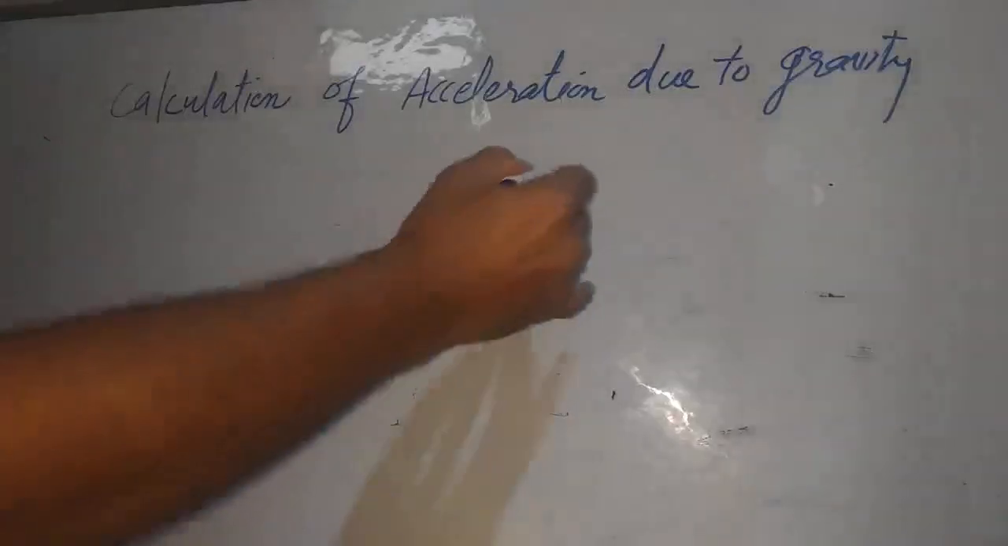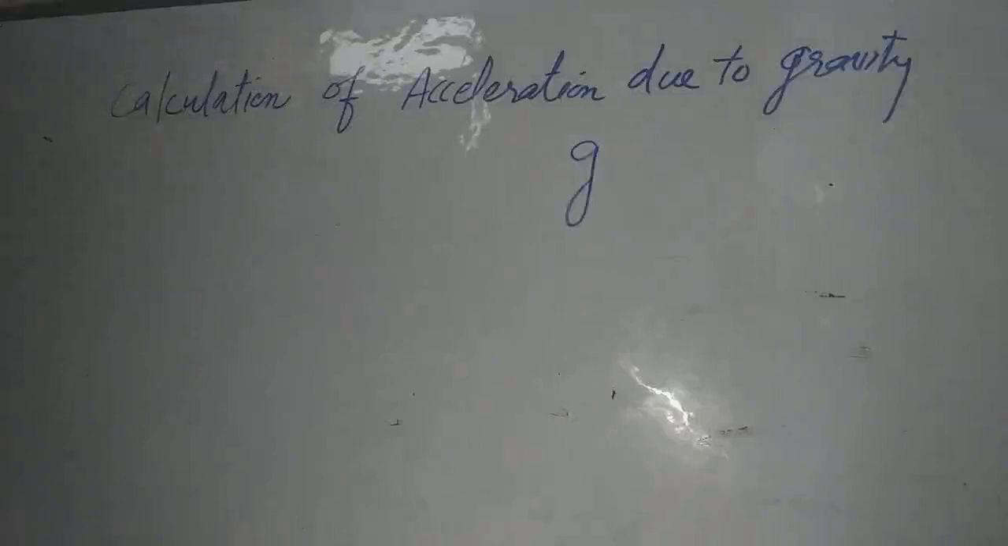Let's now calculate the acceleration due to gravity. This means let's now calculate the value of g. How can g be calculated?